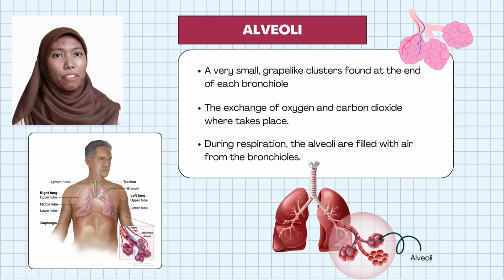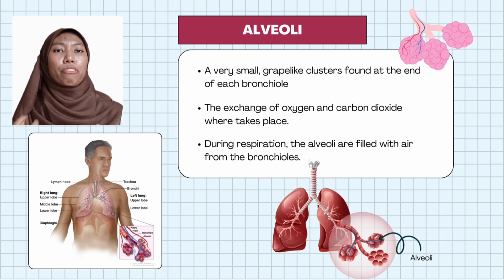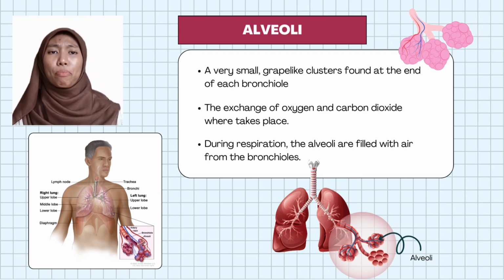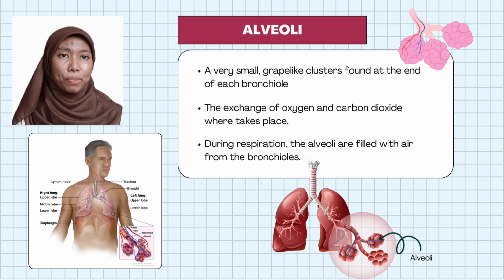Second one is the alveoli, also known as air cells. These tiny grape-like clusters are located at the ends of the bronchioles and are where oxygen and carbon dioxide are exchanged. Each lung contains millions of alveoli. During breathing, the alveoli are filled with air from the bronchioles. A network of microscopic pulmonary capillaries surrounds the alveoli.